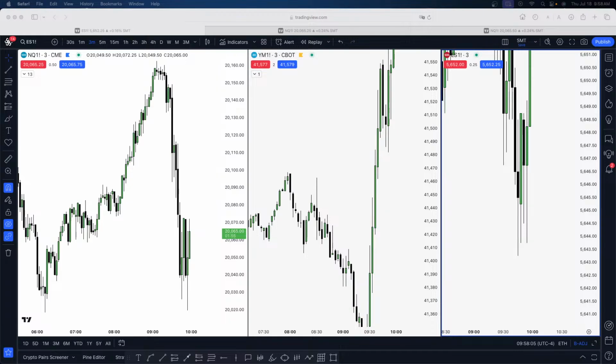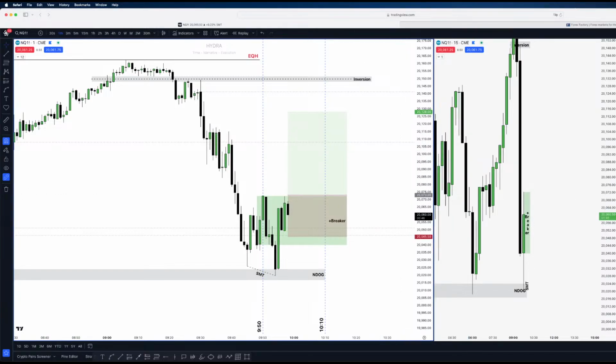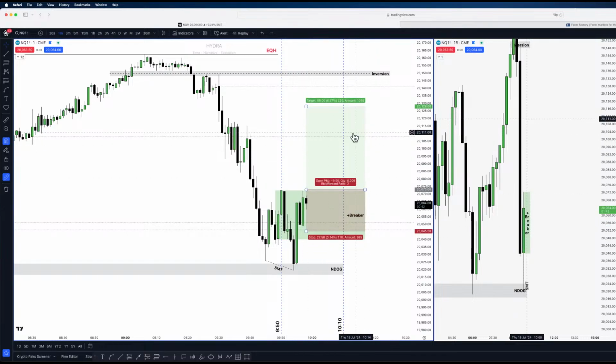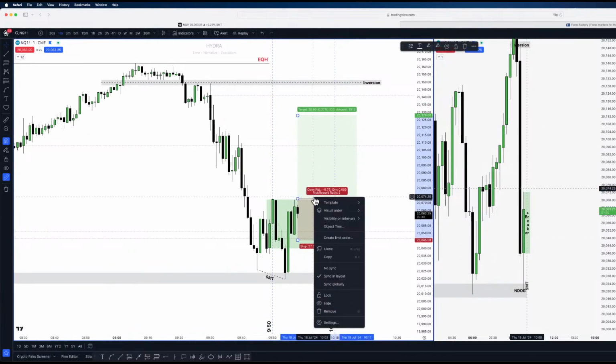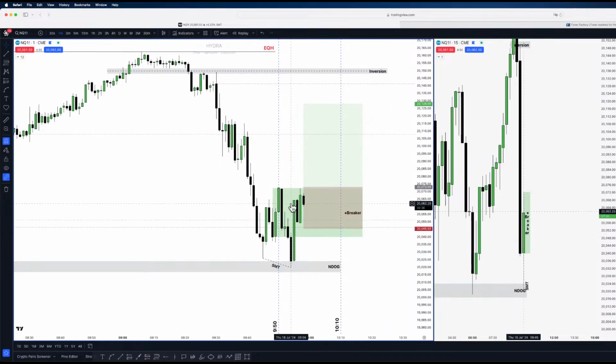1.75. Oh, my screen? Okay, my bad, sorry. I forgot to move my screen. So, expecting this. The pattern looks A-plus, but the overall structure is we don't have an SMT at a key level.